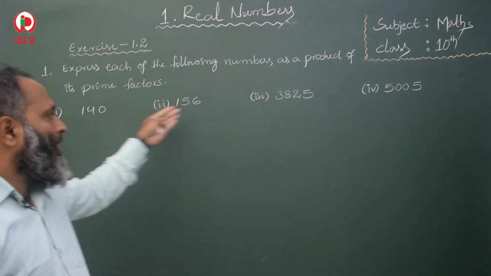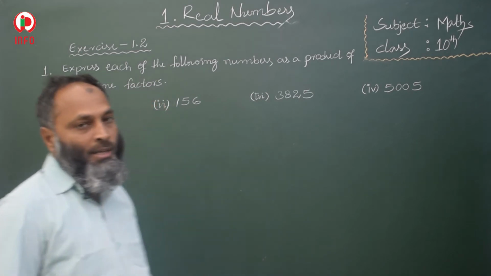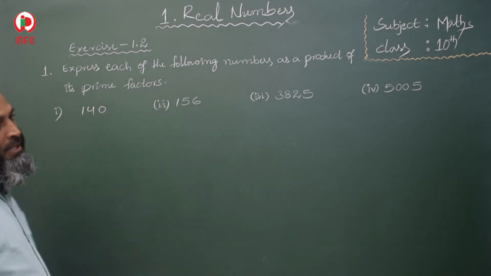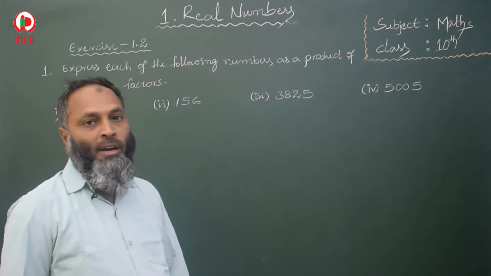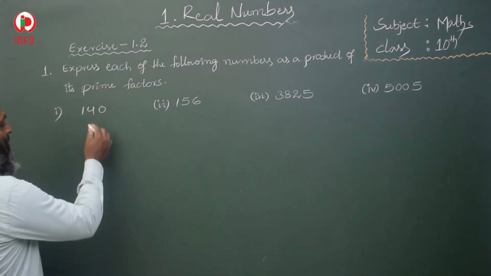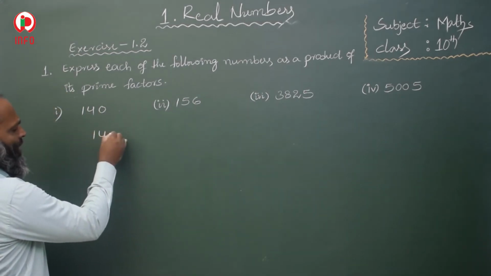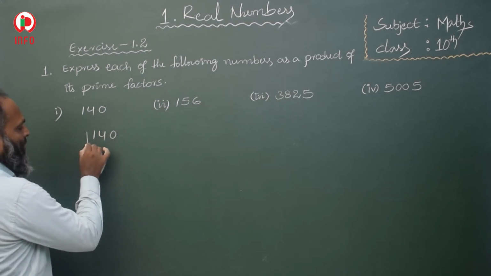So we should write the given numbers as a product of its prime factors. So what is the easiest method to write prime factors? First we should take 140. So we should take it as a product of prime factors.